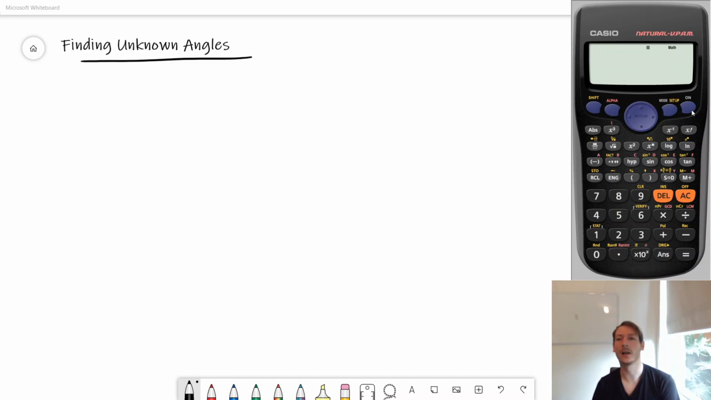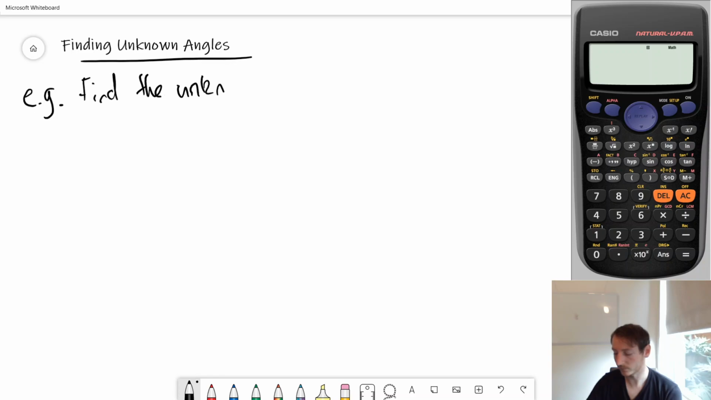And there's something important we're going to have to learn on the calculator, as well as remember to do it, because it's new and it's going to look a bit funny. Let's do it by example though. So, for example, find the unknown angle.